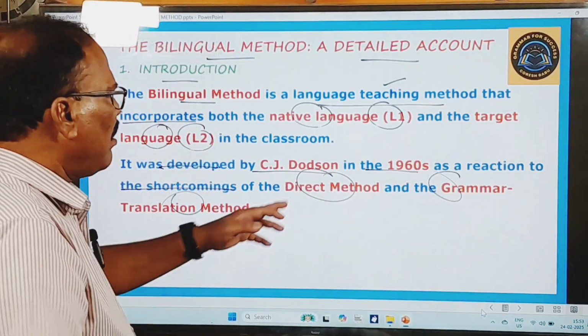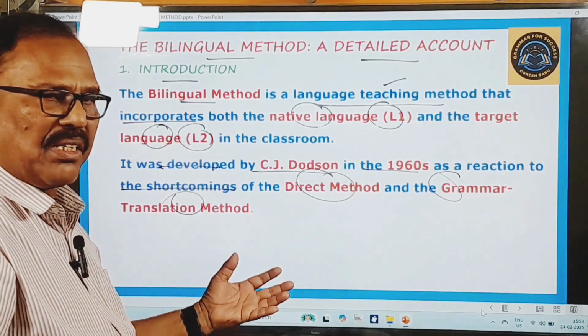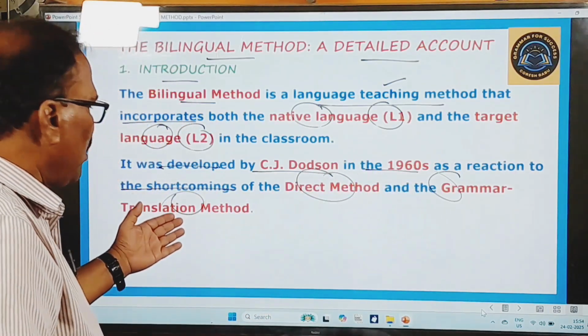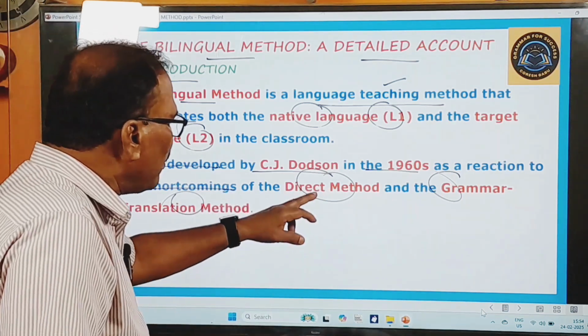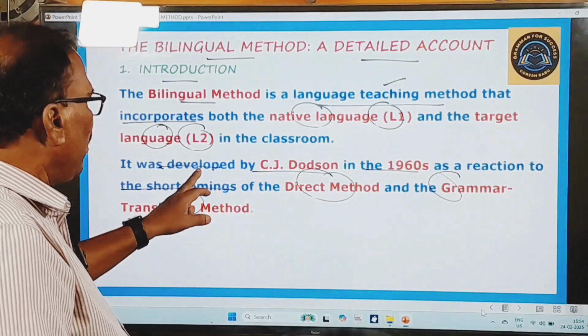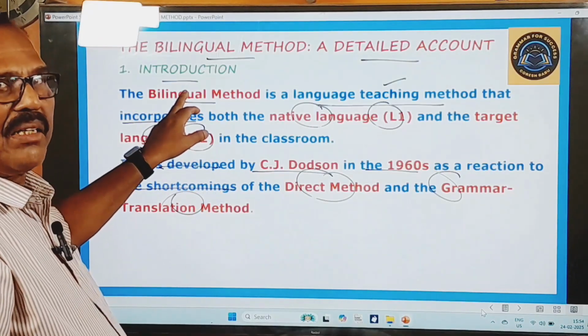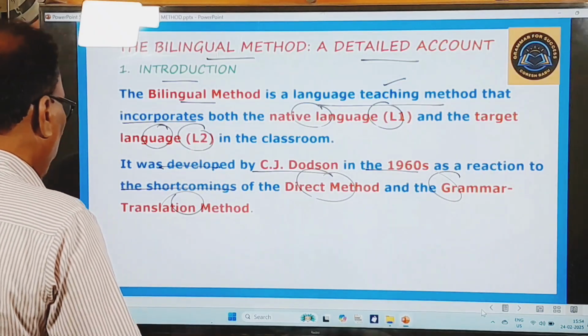You know very well, in the direct method there are some shortcomings, some disadvantages, and in the grammar translation method also there are some disadvantages. So covering these disadvantages of these two methods, this C.J. Dodson has developed this method, that is the bilingual method. Very simple, very easy, right? You move on to the third point.